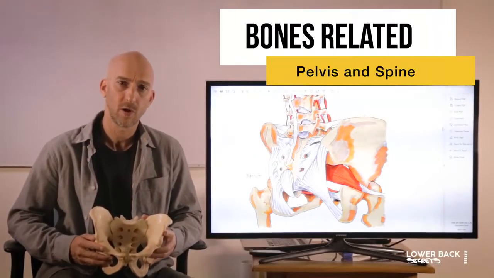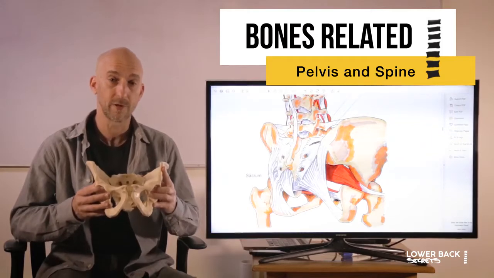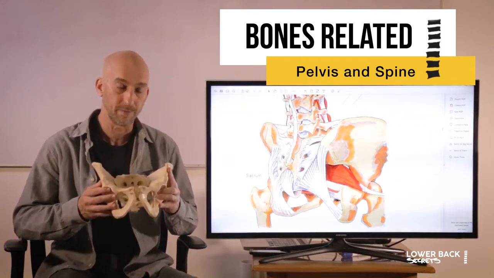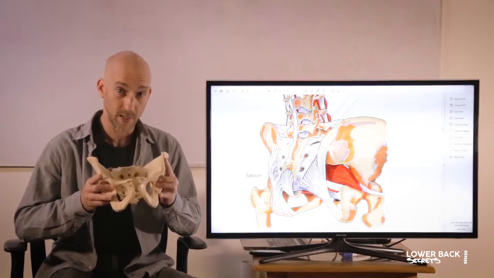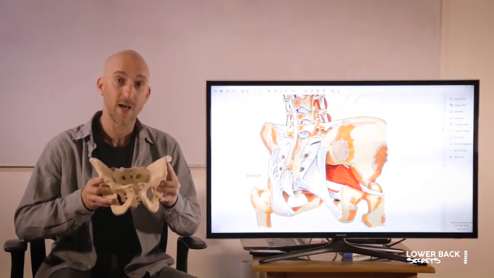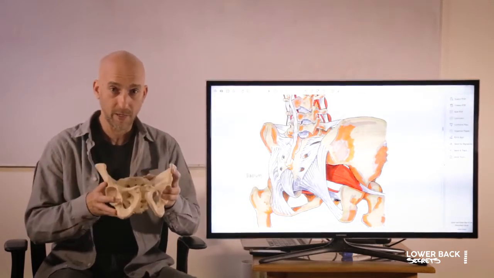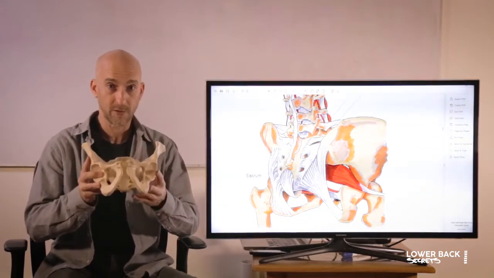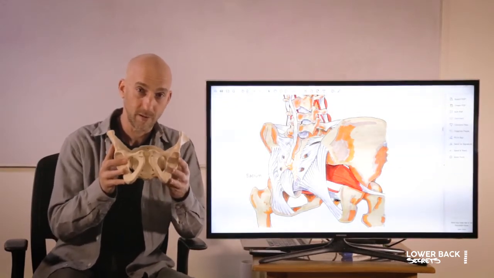So welcome to our lesson on the bones as part of our anatomy chapter here in our Lower Back Secrets program. This lesson is going to be dedicated to understanding the bones as related to the anatomy of why we have lower back pain. So the first thing is going to be, okay, let's learn the basics. Let's learn a little of this anatomy.